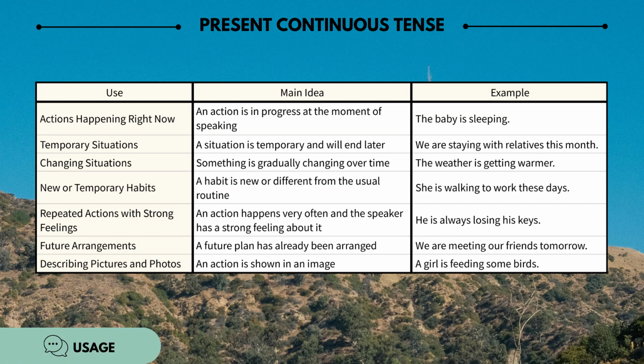Let's quickly review what we've learned today. We use the present continuous for actions happening right now, temporary situations, situations that are changing, new or temporary habits, repeated actions that express strong feelings, future arrangements, and actions shown in pictures or photographs. And remember, stative verbs usually stay in the present simple.